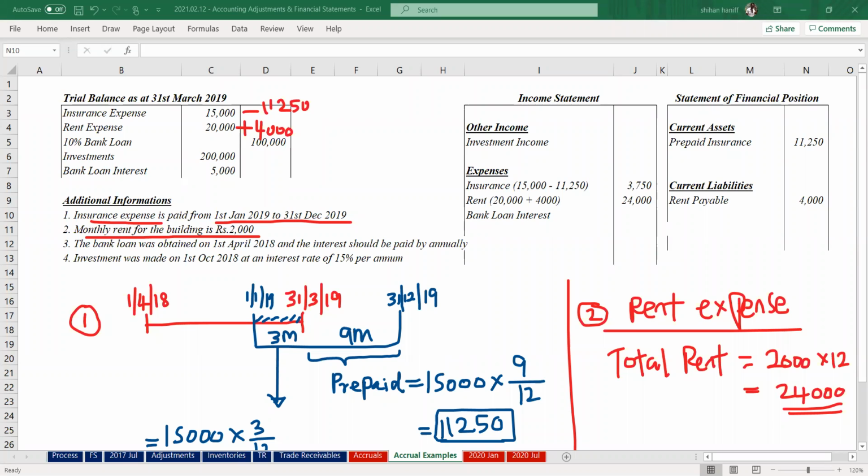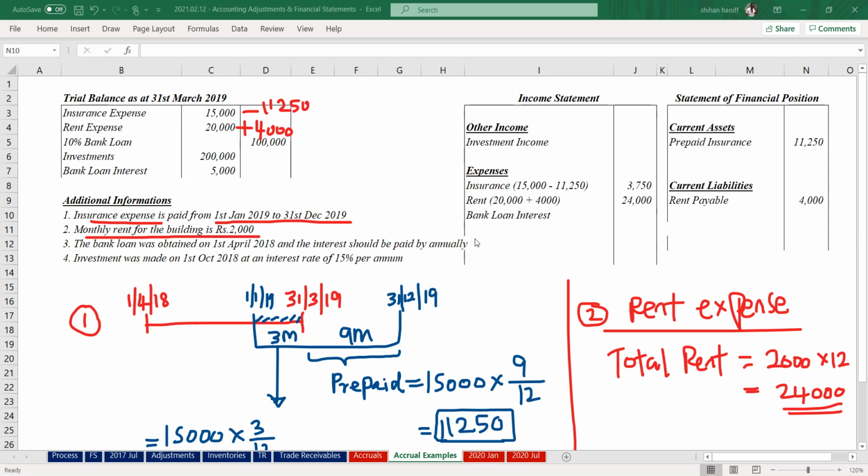Rent is monthly 2000. They have not given a date. Since the date is not given, we have to pay for 1 year because we are preparing the accounts for 1 year, not for 3 months. Our financial year starts from 1st of April 2018 to 31st March 2019. If the trial balance is given for 31st March 2019, year beginning is 1st of April 2018. So we have to pay the rent for 12 months.